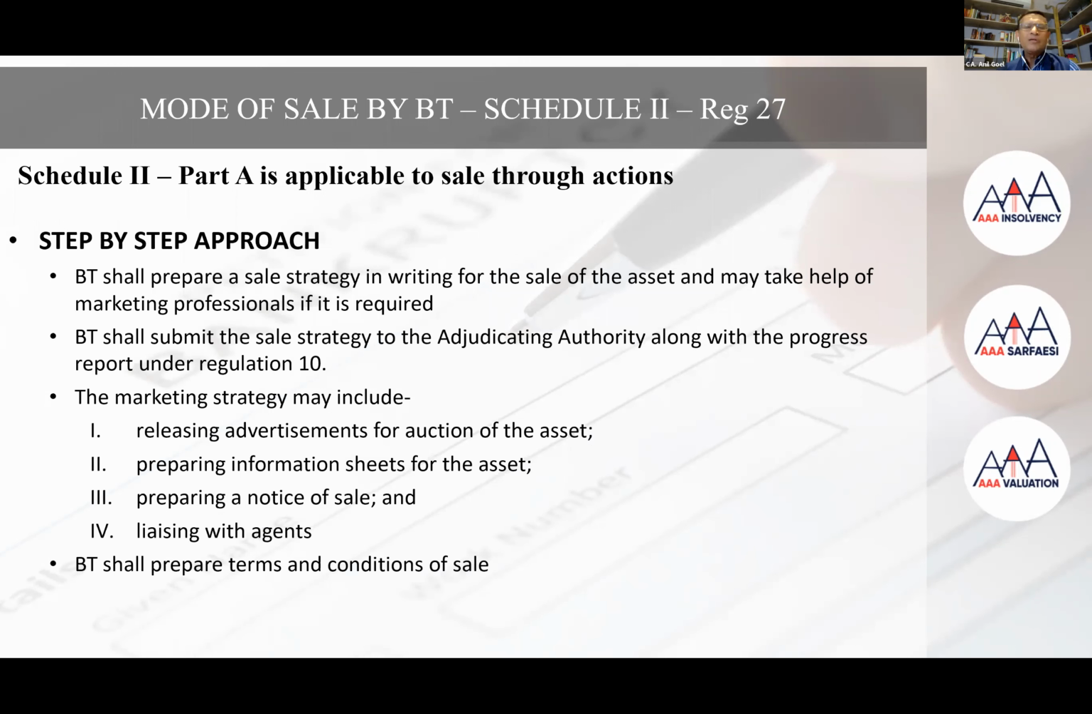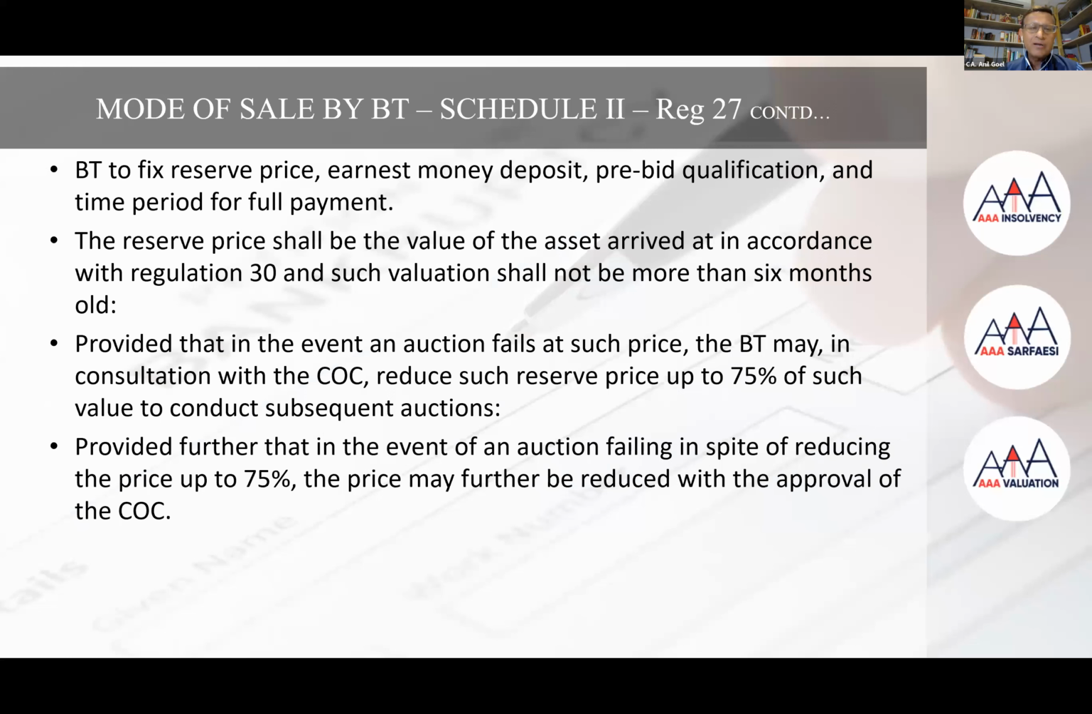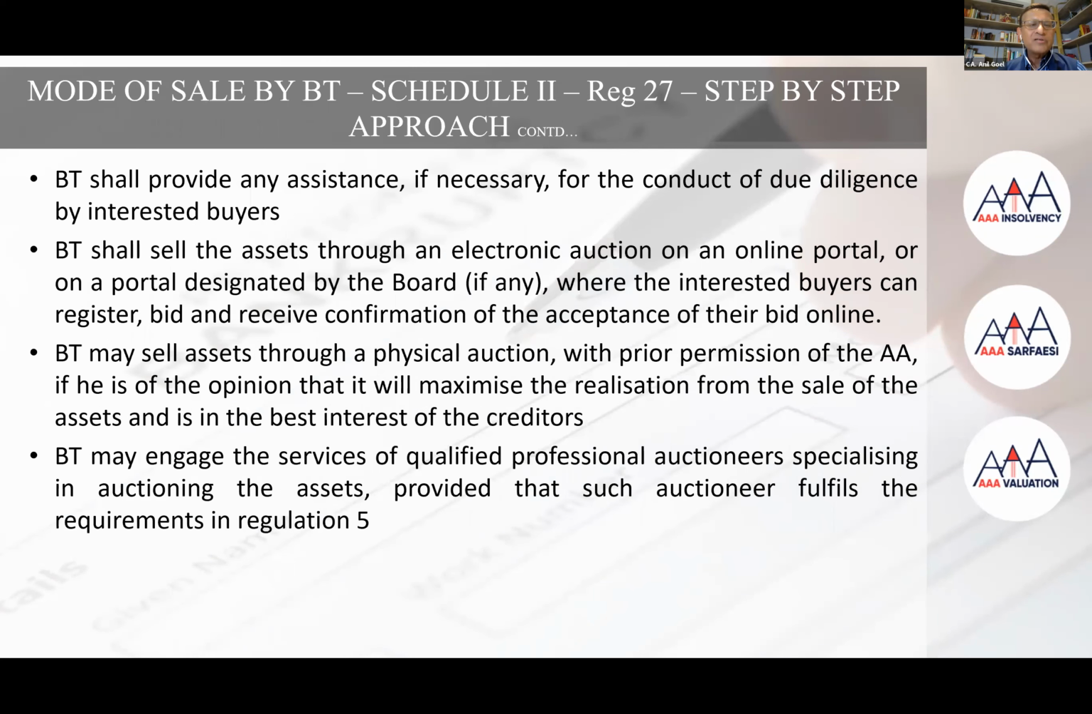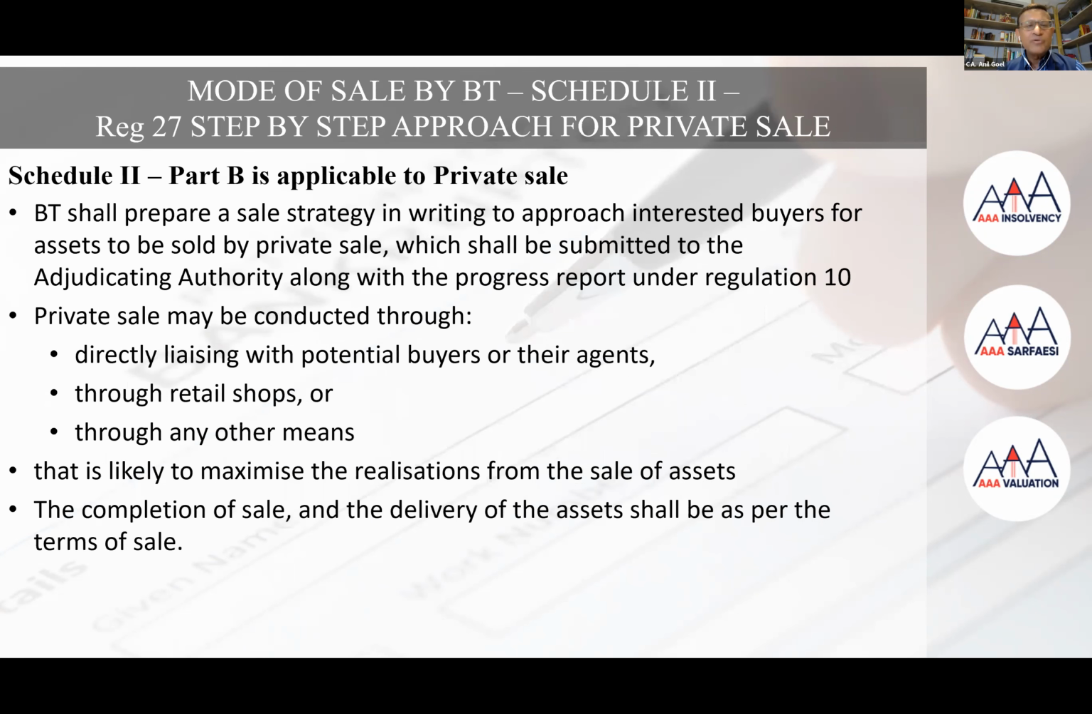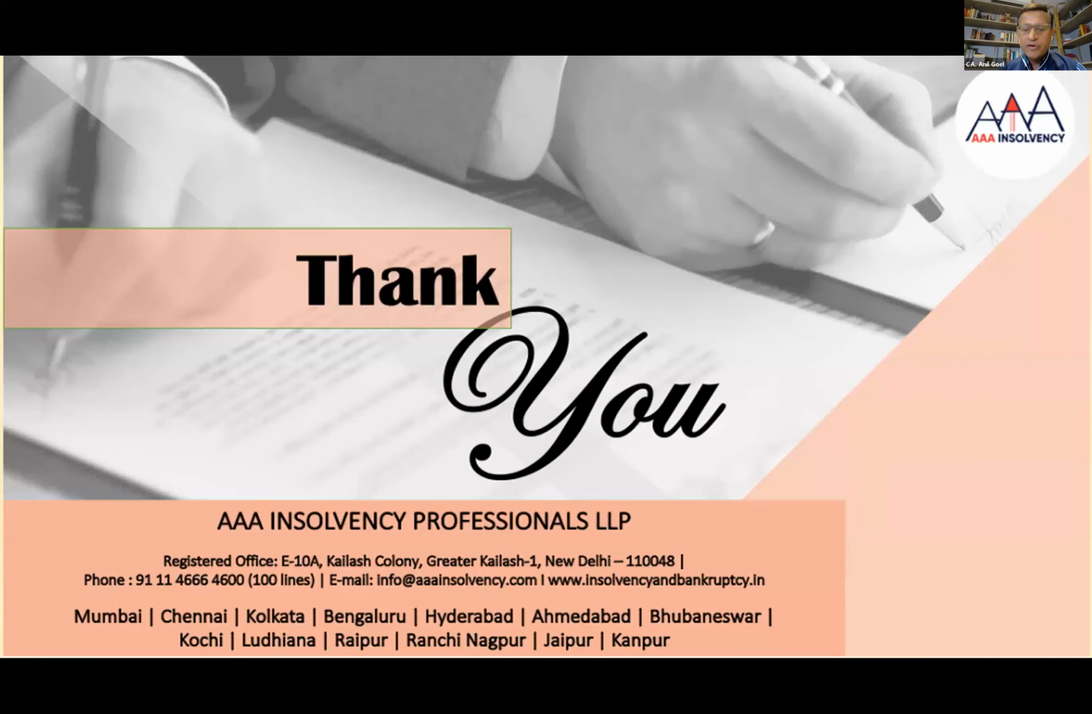The mode of sale by the bankruptcy trustee is provided in Schedule 2. Step-by-step approach. Again, it is similar to the liquidation process. How to sell, what is the mode of sale, fixation of reserve price, permission or consent of the committee of creditors. So what should be the approach and how the asset would be sold. The private sales are also possible. So these are all similar provisions as we find in the liquidation process.